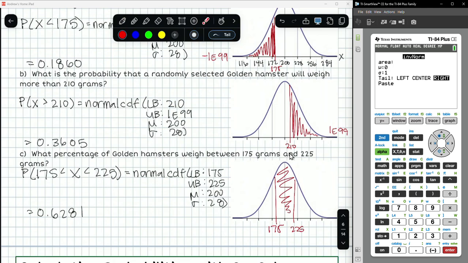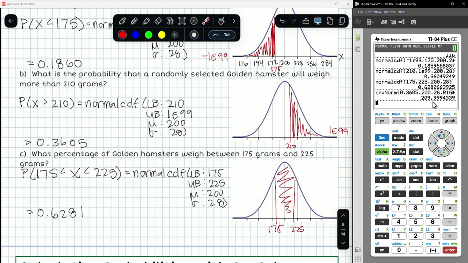So for example, if I wanted the boundary for a probability of 0.3605, I would come in here and enter 0.3605, sorry, 0.3605, maybe, if I can type today. I would enter my mean of 200, my standard deviation of 28, and this is a right tail, so it indicates right. And I'm going to go to paste. And notice it spits out something that rounds to 210. So inverse norm is the answer to how do I do the reverse, take an area or a probability and spit out a boundary value.